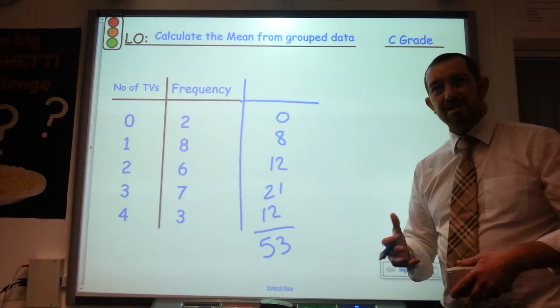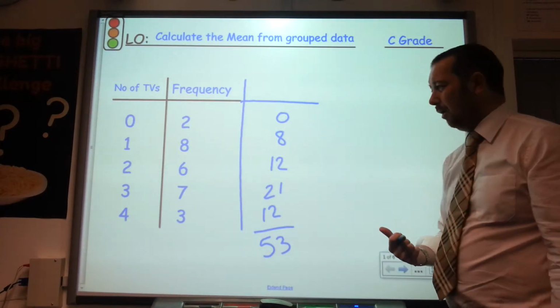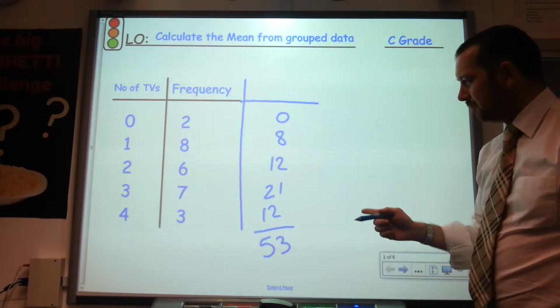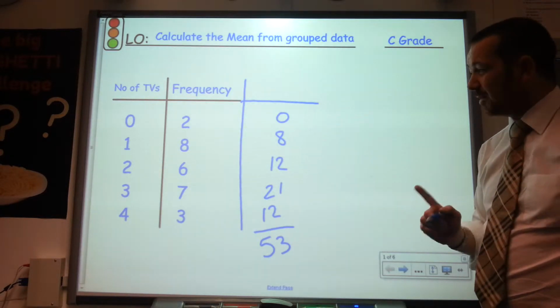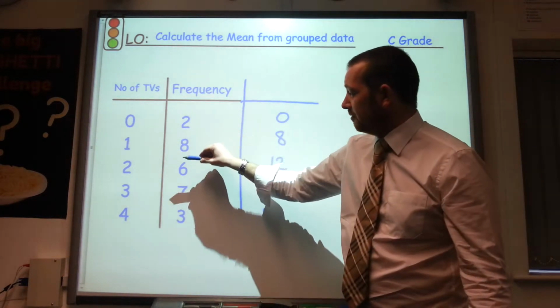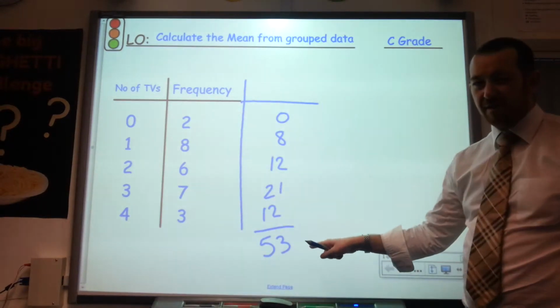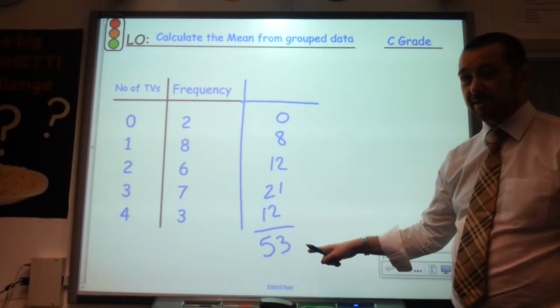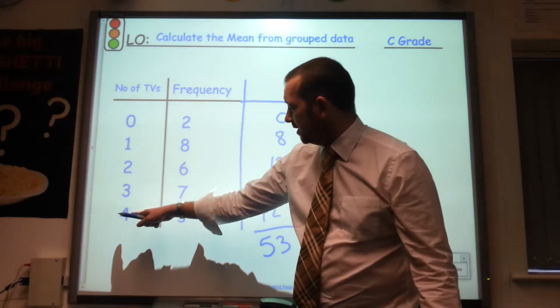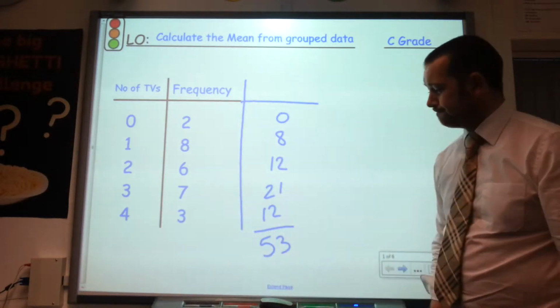If you remember, the mean means add them all up and divide by how many there are. So, 53. A lot of people here divide by 5 because they see 5 rows. But if you divide by 5 here, you're going to get about 10, telling you that the average number of TVs is 10. But the most TVs we had was 4, so that can't be right.